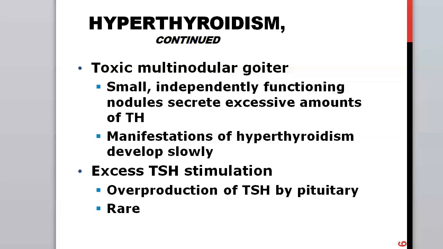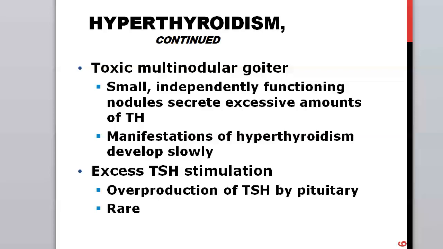So there is an overproduction of this hormone by the pituitary, which stimulates the thyroid gland to produce excess thyroid hormones. And the reason this happens is usually due to an adenoma or a tumor in the pituitary causing this excess secretion of TSH. But it is a rarer form of hyperthyroidism.